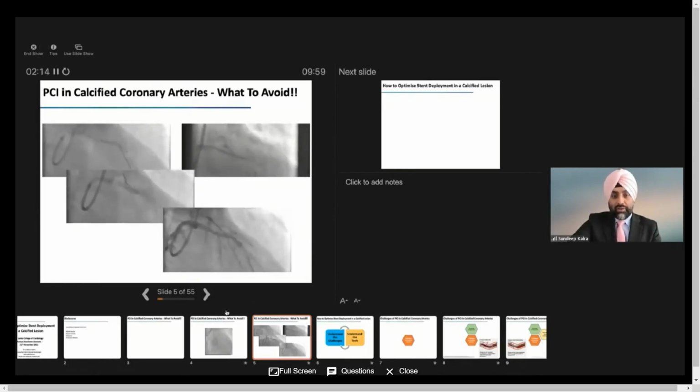I will come back to this at the end, but this is just what I would say is how I would try and avoid treating heavily calcified arteries.